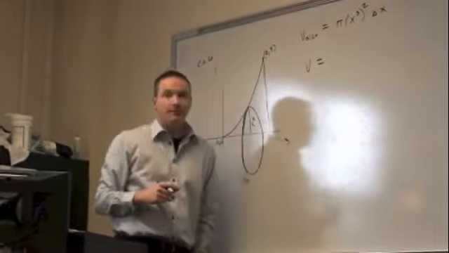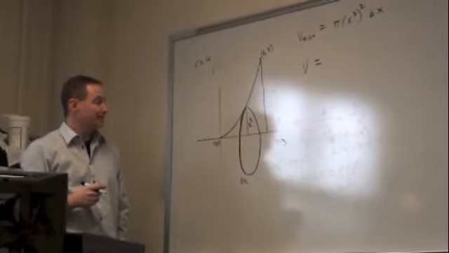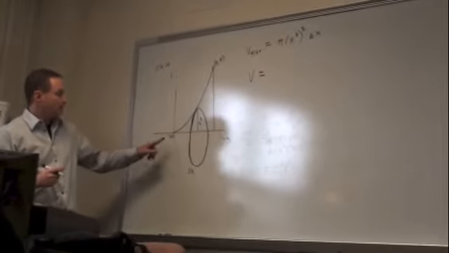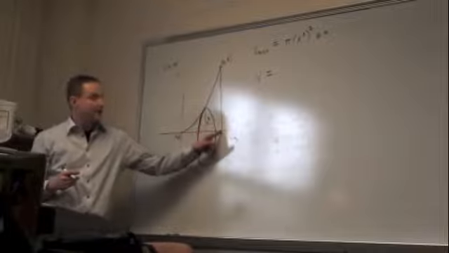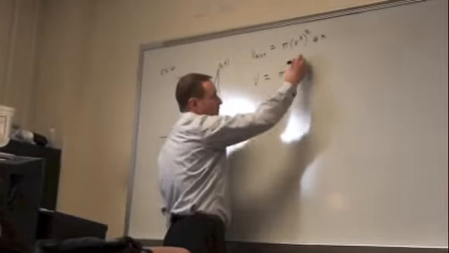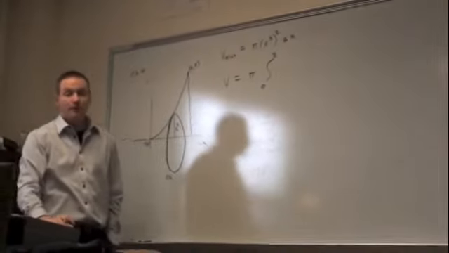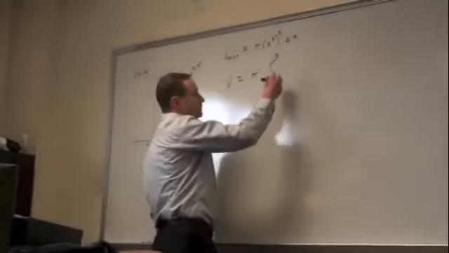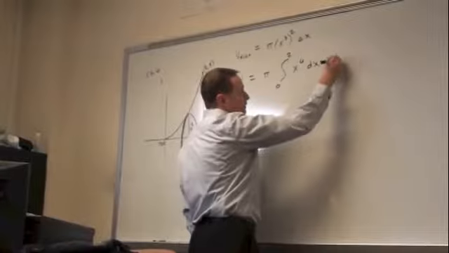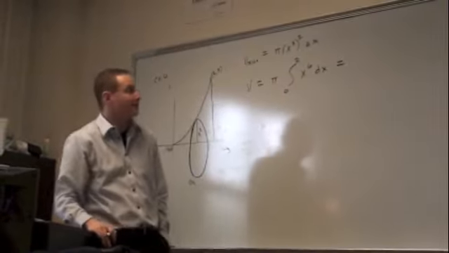The volume of this entire rotated region goes from where the region begins in terms of x to where the region ends in terms of x. It starts at x equals 0 and ends at x equals 2. I'll factor the pi out: pi times the integral from 0 to 2. x cubed squared is x to the 6th dx. Like I said, the integration part on these should be pretty quick and easy.